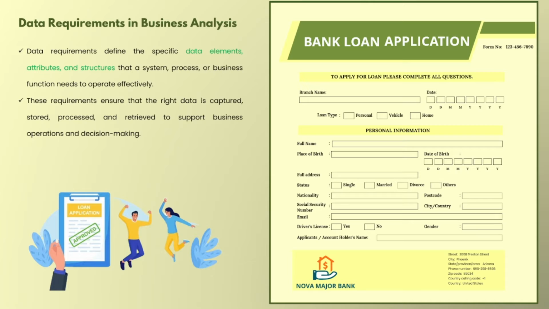In the picture you can also see the bank loan application. Here the data elements like full name, place of birth, date of birth, full address, status, nationality, social security number, email, all these things are there. And along with that, data attributes should be there, but as we consider this a hard copy form, here we don't have any control. Such forms are filled in by pen, meaning these are hard copies, so the customer fills them in offline. But we are developing the loan management system, so we will check out a real-world loan management system application to see how it works.